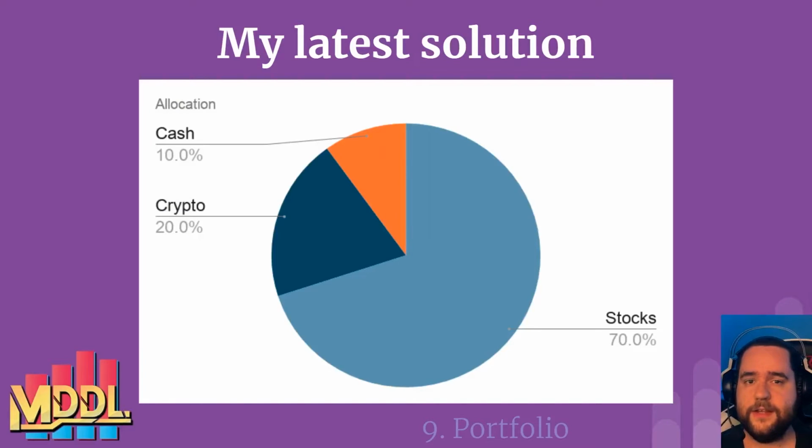And then another slide from that previous presentation, this one just shows my target for cash, crypto, and stocks. So I'm targeting 10% for cash, 20% for crypto, and the rest, which is 70%, goes into stocks. And like I said, I might add bonds in the future.